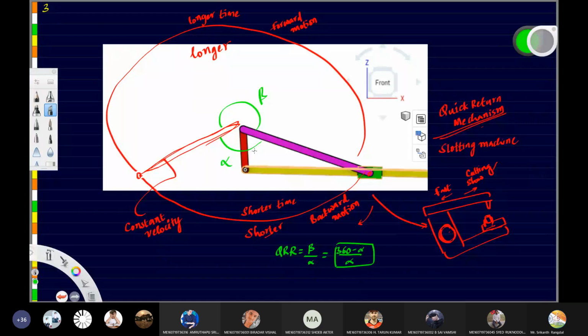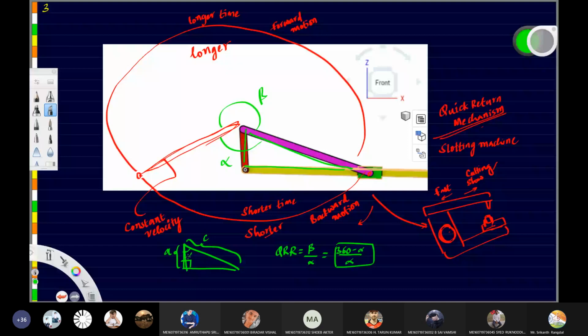And how to find the alpha length? We'll have to use this triangle. So the triangle will be somewhat like this. Okay, this is 90 degrees. So this length is the fixed link length. Let us call it as A. And this link here becomes the crank. So let us call it as C. And this is the angle we need to find. The angle is alpha by 2.